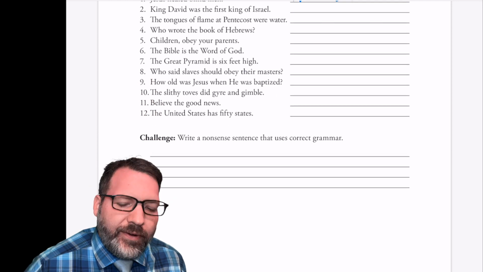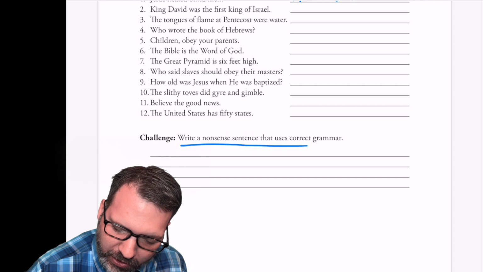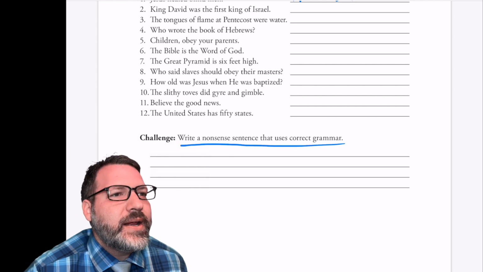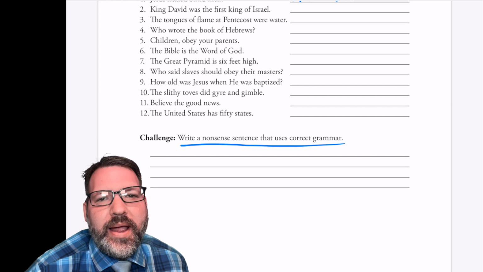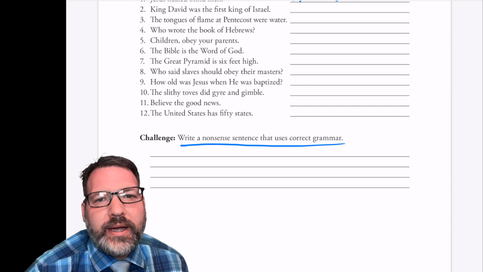Finally, you do not have to do the challenge, but if you would like, please try to write your own nonsense sentence, but the requirement is that it needs to use correct grammar.